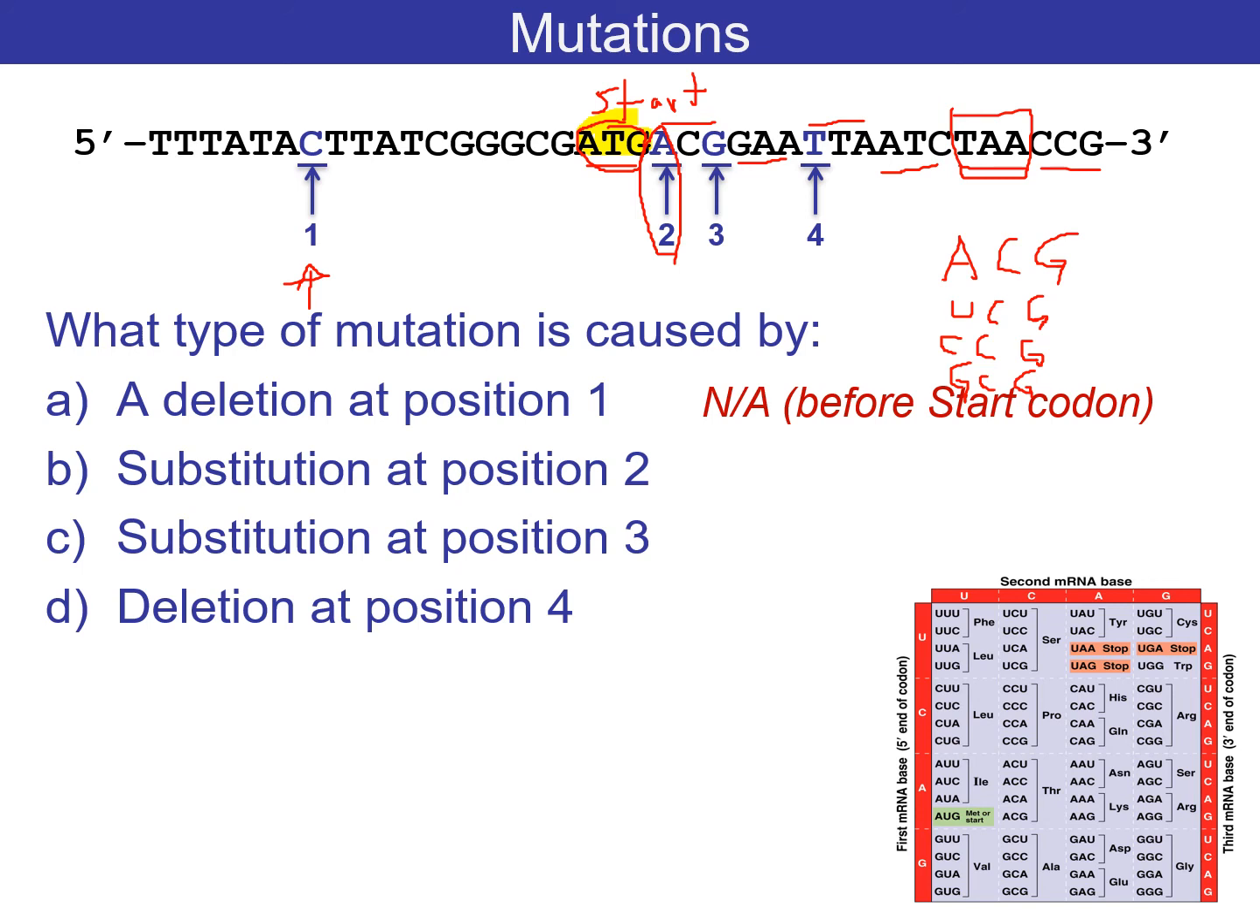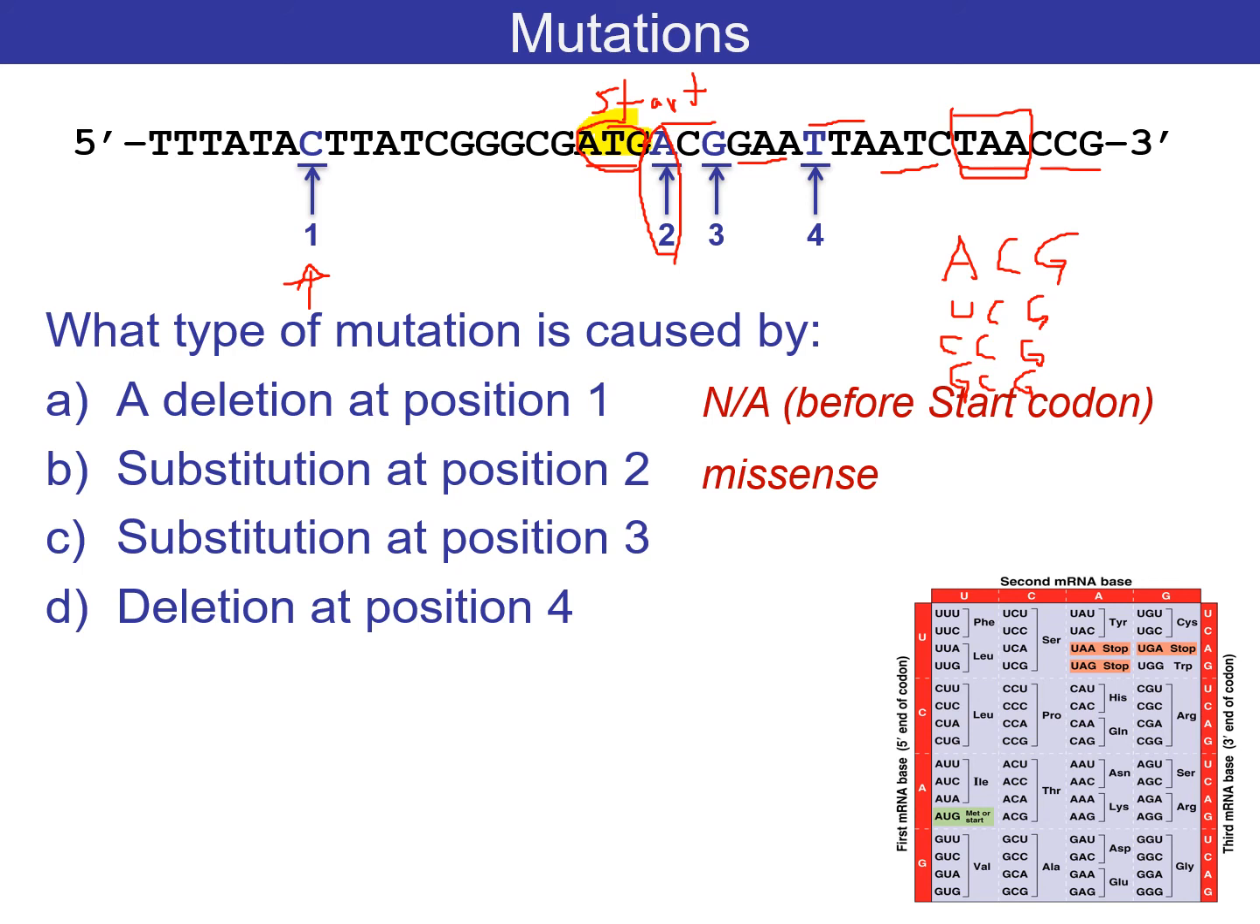So look all of those up on the genetic code. Take a little look. You can see that ACG, it codes for threonine. If we change it to a UCG, that changes it to a serine. If we change it to a CCG, that's a proline, and if we change it to a GCG, that's an alanine. So in all of those situations, you're changing that amino acid to a different amino acid. So what kind of a mutation is that? That is a missense mutation.